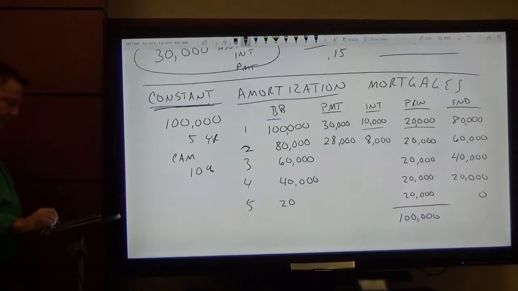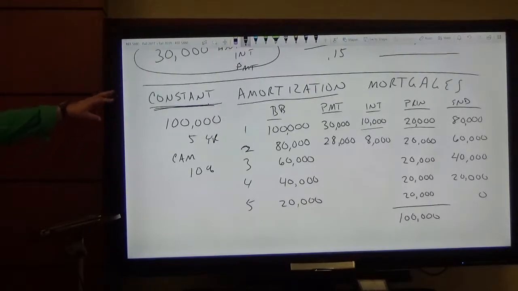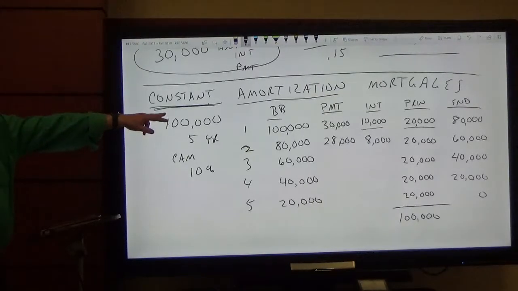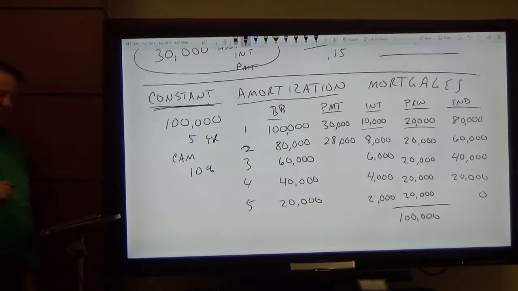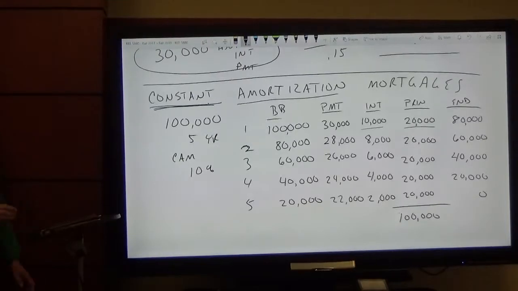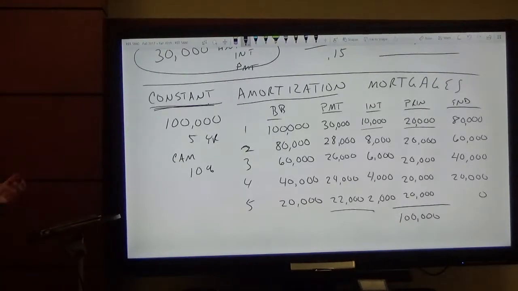Okay, now what is changing, though, in terms of the calculations, is the interest and the payment each year. So the interest for the third year is going to be what? $6,000. For the fourth year? For the fifth year? Oh, no, 2,000. Okay, so I see what we're doing? Yeah. Okay, and then the payment: 26,000, 24,000, and 22,000.